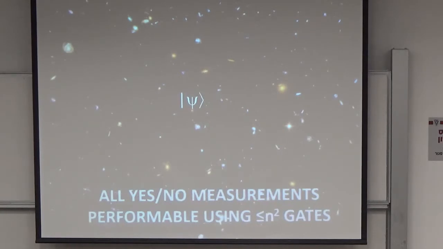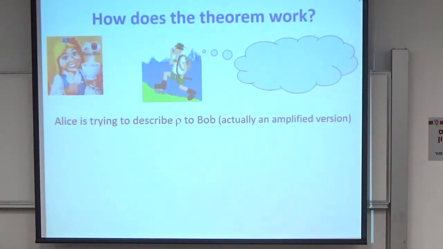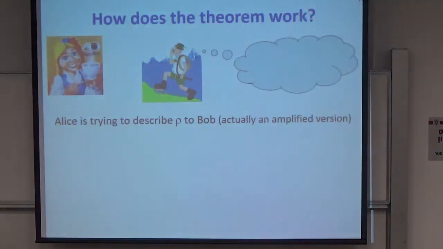Like, for example, all measurements that could be performed by a quantum circuit with at most n squared gates, let's say, then psi shrinks to a much, much more manageable size. We can describe this information here using only about n cubed classical bits. That's what we're saying. Okay, so how does the theorem work?